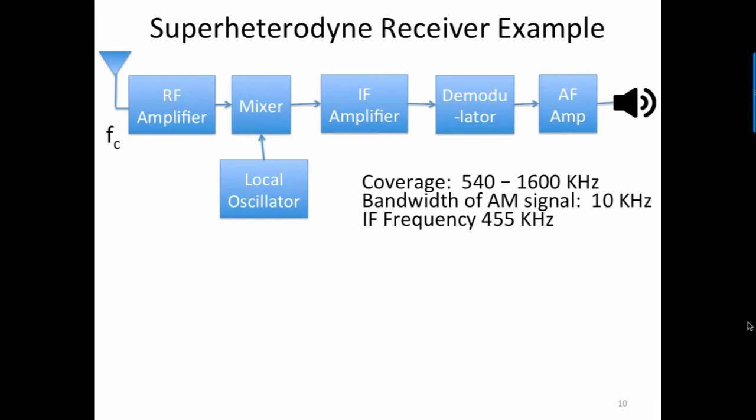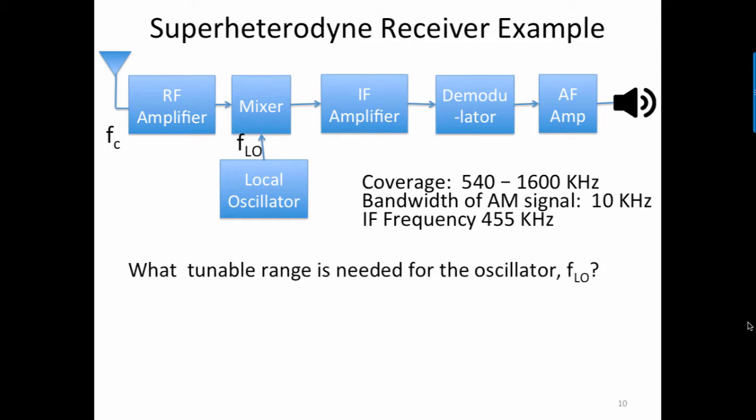As a final example, we will go through all of the parameters of the receiver one more time. Again, we will assume that the AM receiver is designed to receive the 540 to 1600 kilohertz band, receiving one of the 10 kilohertz signals in the band. The IF frequency will be set to 455 kilohertz. First, we ask the question, what is the tunable range needed for the local oscillator?